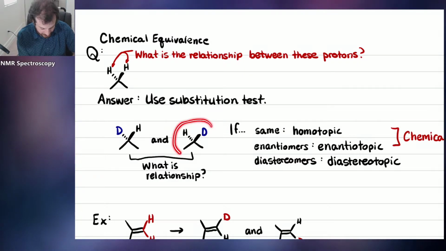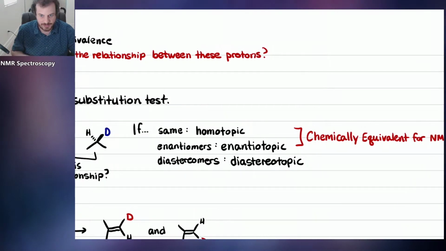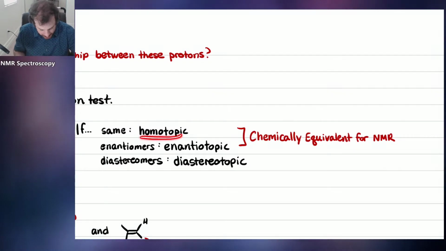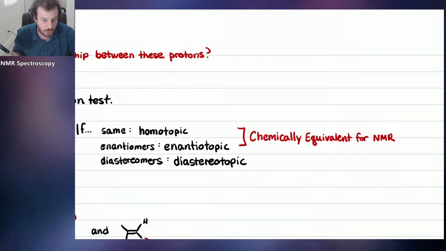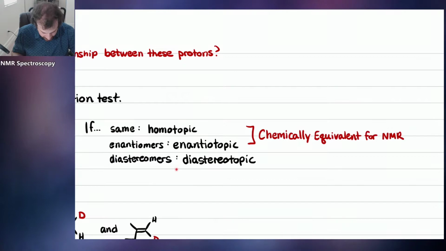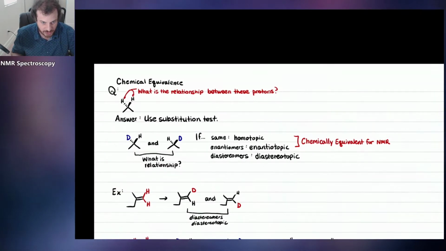In fact, you can just see that if you take this compound and flip it over 180 degrees, you would get this compound. And if you can just interconvert two compounds by flipping them, they are the same thing. So this is homotopic, and the relationship between these two hydrogens is said to be homotopic. We found that out using the substitution test. By the way, if you have protons that are homotopic or enantiotopic, they are chemically equivalent for NMR, and so those protons will only generate one signal in the proton NMR. Diastereotopic protons, however, are chemically different, so we'll talk about that.